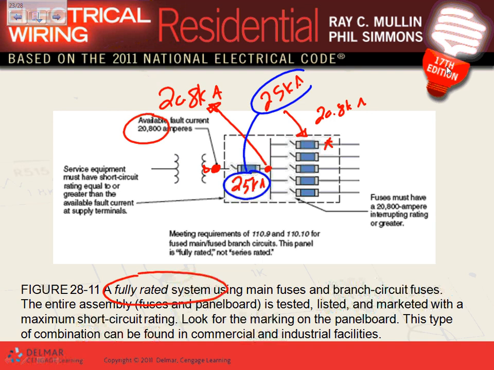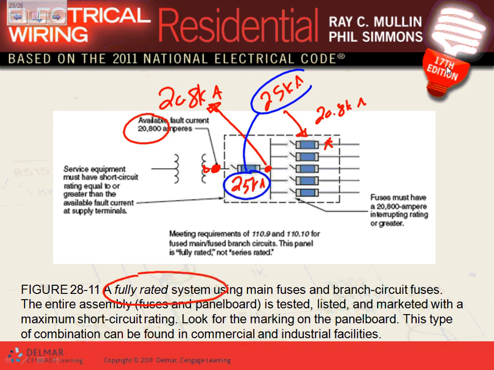What's wrong with this? This is the best. What's wrong with this? This is expensive. To buy a 25,000 interrupting rating circuit breaker versus a 10,000, you could have increased the price of a circuit breaker, because they manufacture it differently and it costs them more to do it. You could increase it by 25 to 50%. Any question, guys, about short circuit versus fully rated system?